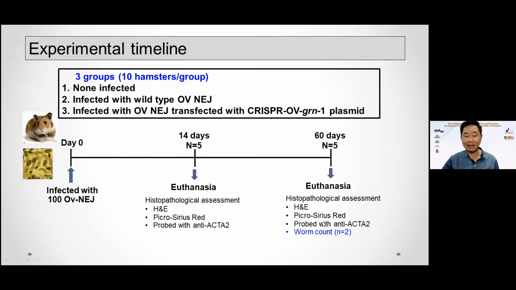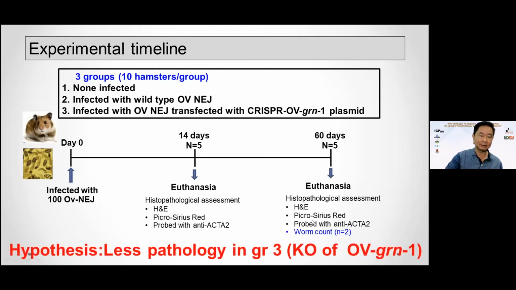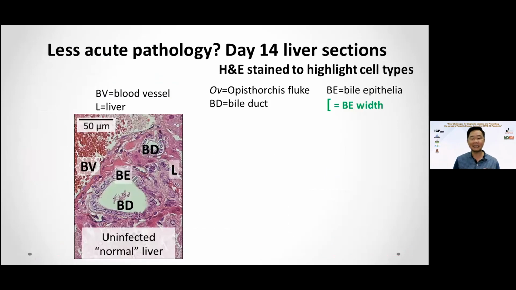And at 60 days, we also separate 2 hamsters to see if the worm still survives after being transfected with the CRISPR-Cas9, or after being knocked out for OV glandulin 1. So the hypothesis is that there should be less pathology in the knockout group, group 3. In group 3, transfected with CRISPR-Cas9, H&E and picrosirius red should show less pathology and the worm should still survive. And this is the result.